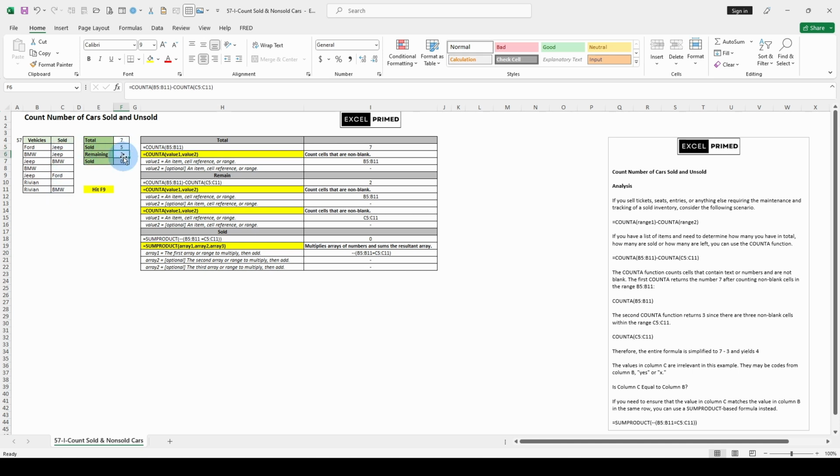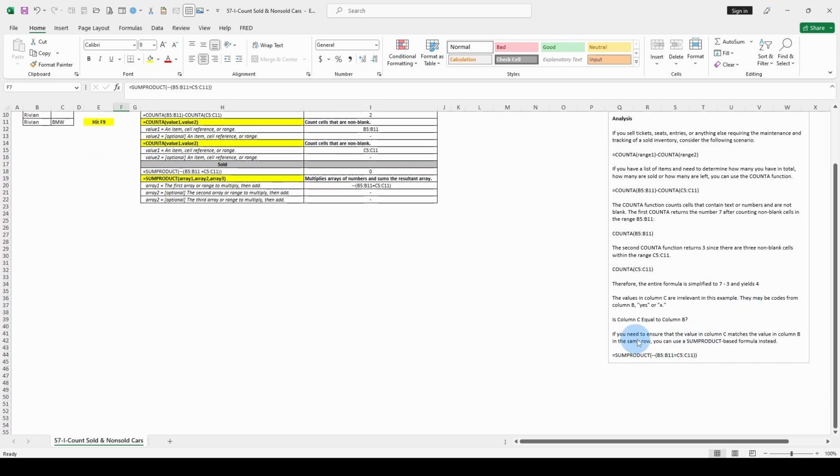5, can't we just subtract those 2? We could. But why don't we do it formally? B minus C. Sold. SUMPRODUCT, B5 to B11 equals C5 to C11. What does that mean? That means they have to be equal. Go over here. If you need to ensure that the values in column C match the value in column B in the same row, you can use a SUMPRODUCT.